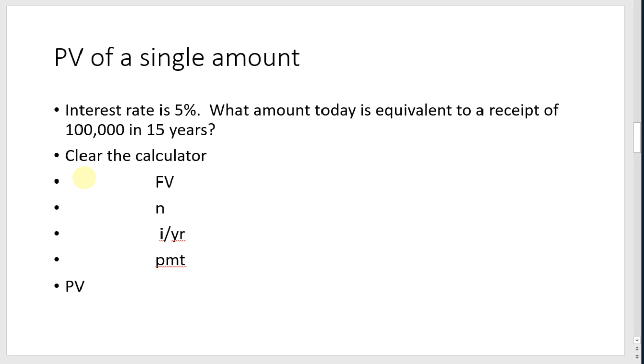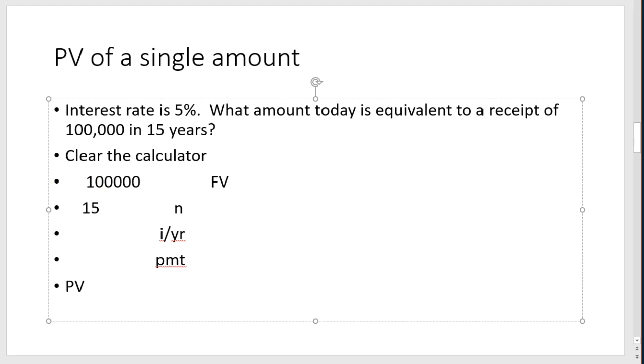So let's clear our calculator. I've just done that. Now, the future value, the amount I want in the future, is 100,000. So key in your 100,000 and hit future value. 15 payments. So 15, and hit your N key. Interest per year is 5%. So we're going to key in a 5 and hit interest per year. Now there is no payment. And again, if you cleared your calculator, you don't have to use the payment key. So I'm just going to try it this time without it. I'll just leave it empty. And I'm going to hit PV. That PV key should give me the single amount today that we need to put in. And I get 48,102 rounded to the nearest dollar.